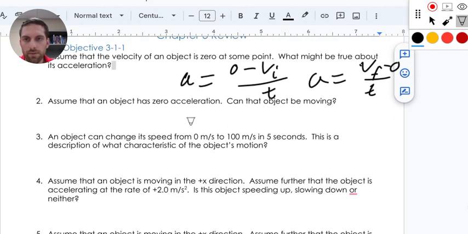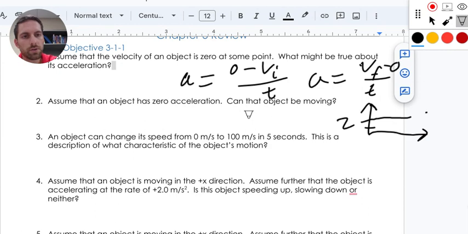For this one, if the object has zero acceleration, it can still be moving, because if we have a graph and it's a straight line, then it is above the axis. It could be 2 meters per second. Still moving, not accelerating though, because it's just at 2, staying the same. This is a V and T graph.